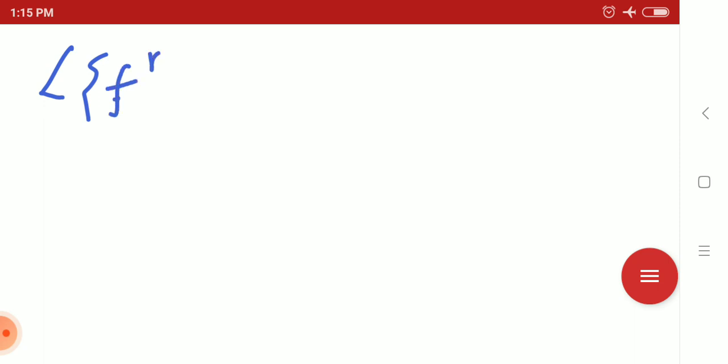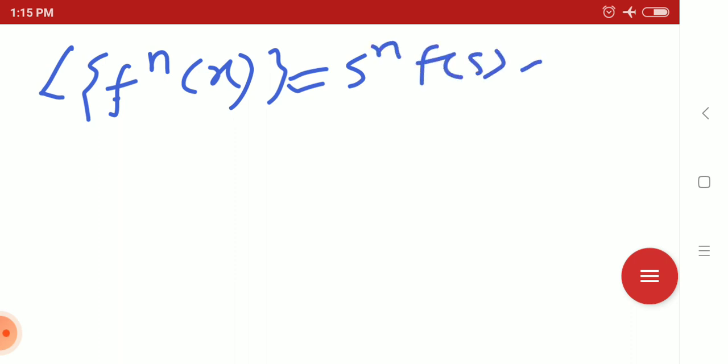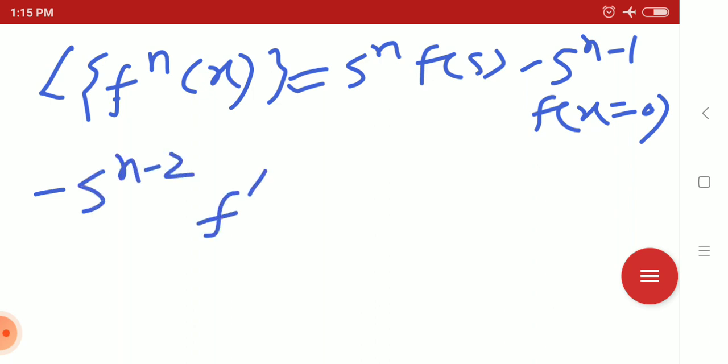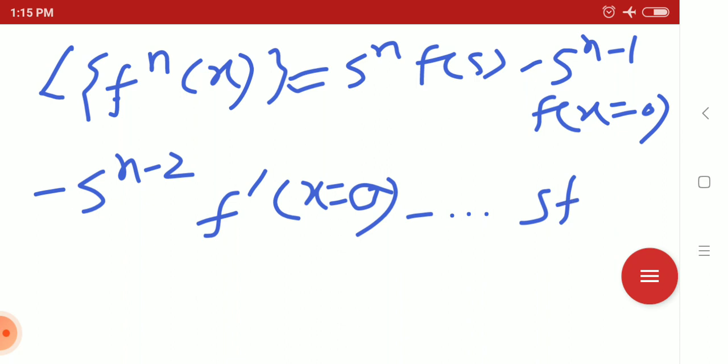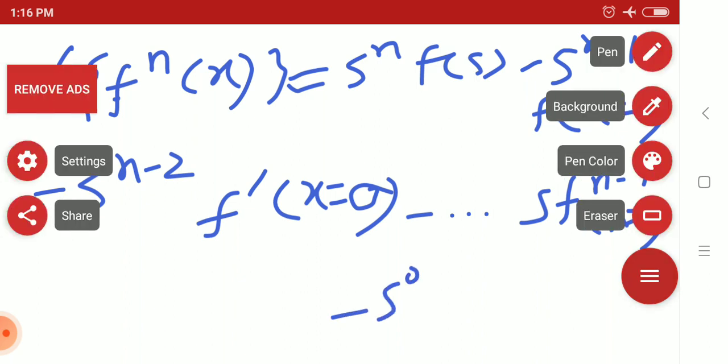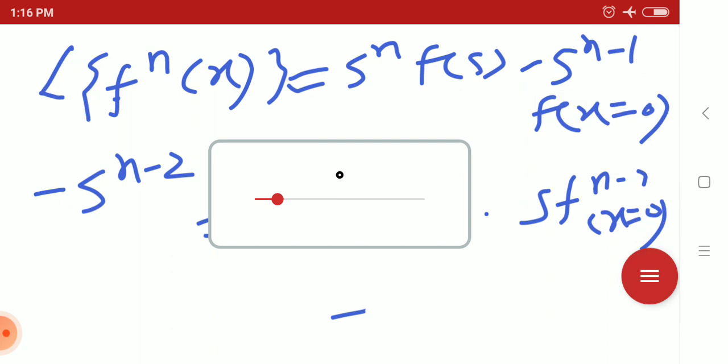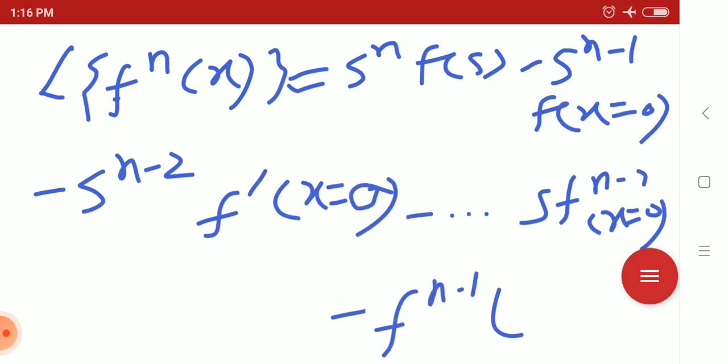You all should know that I am writing clearly. The Laplace transformation of the nth order derivative is s to the power n F(s) minus s to the power n minus 1 f(x) at x equals 0, with the power reducing, minus s to the power n minus 2 f'(x) at x equals 0, minus and so on. At the last of the series, minus s f^(n-2) at x equals 0, minus s to the power 0, meaning no s, then only f^(n-1) at x equals 0.